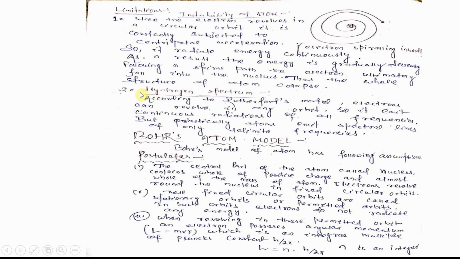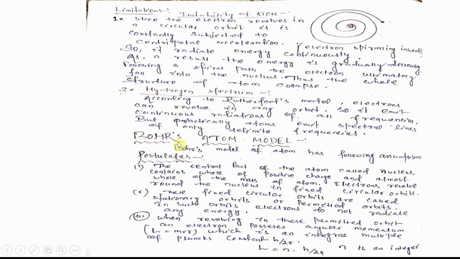And the second limitation is about the hydrogen spectrum. Experimentally it is found that the hydrogen spectrum is a line spectrum, with different series of spectra, but according to the Rutherford model, electrons can revolve in any orbit, so it would emit continuous radiation of all frequencies, but practically atoms emit spectral lines of only definite frequency. So that is the next drawback regarding the hydrogen atom. You have to remember these two limitations of the Rutherford model, and since these drawbacks are there, this Rutherford model also needs to be modified.